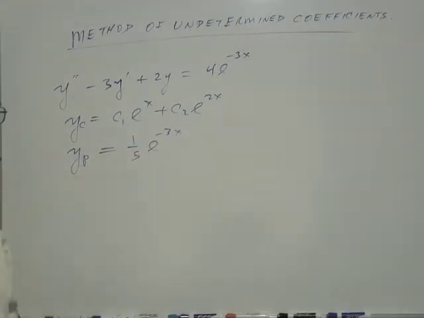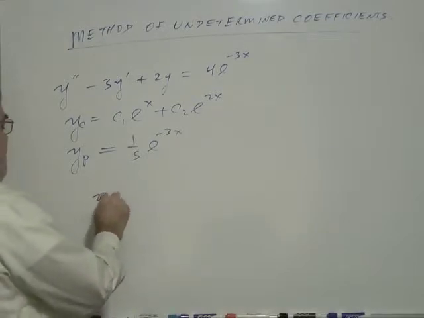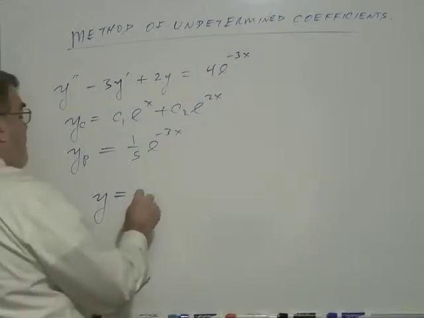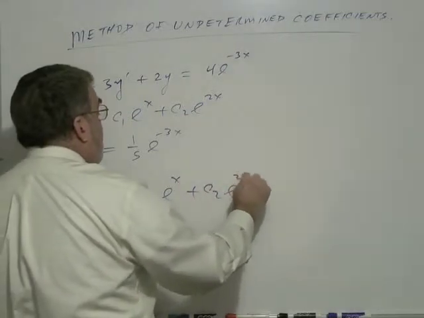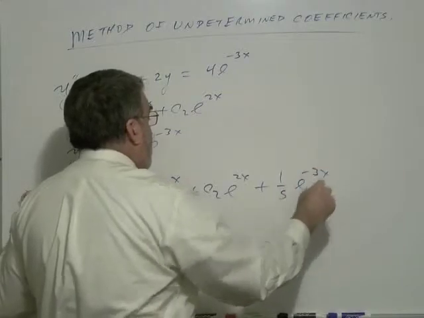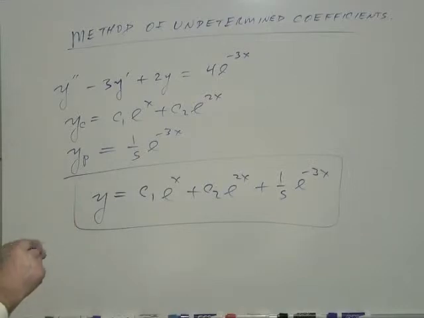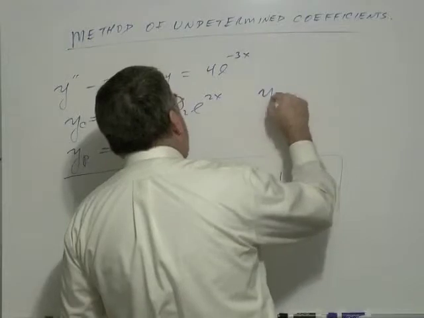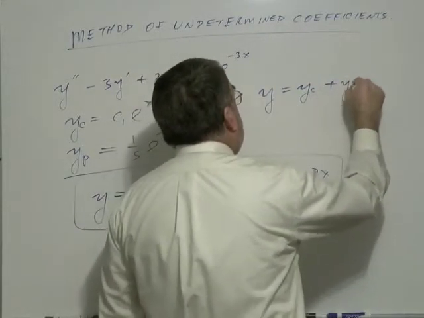This means that the general solution ends up being the sum of these. Let me write that out and I'll explain that. So the general solution, y, would be c1 e^x + c2 e^(2x) + 1/5 e^(-3x). So why do we do that? Why do we add those together? In essence, I'm saying that the general solution, y, is the sum of the complementary solution and the particular solution.